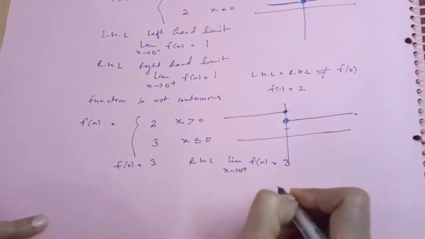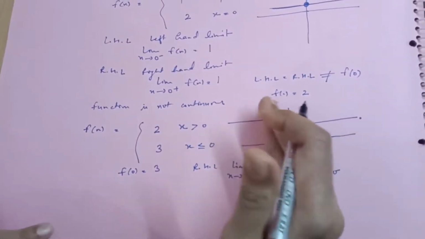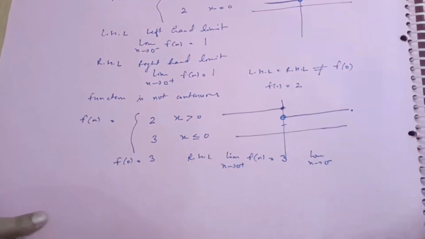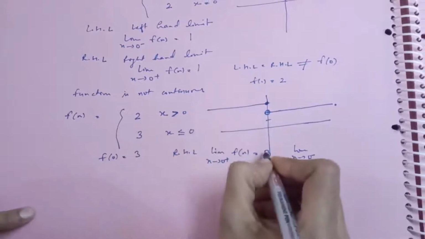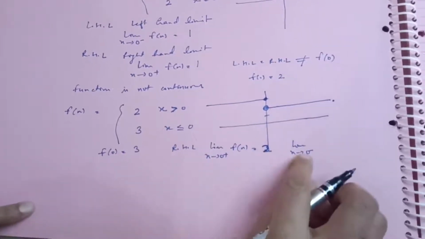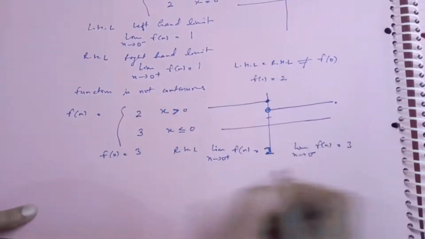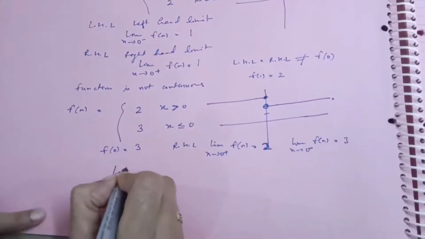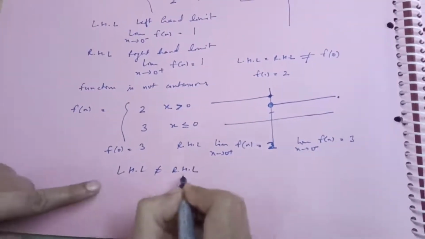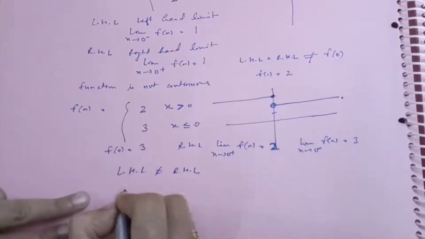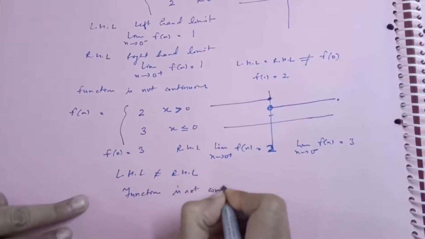Okay, but what is your limit as x tends to 0 minus, the left hand side? That is what yours right hand limit, actually for x greater than 0, it is 2. Sorry, this is 2, the right hand limit. But the left hand limit, at 0 minus, the left hand value is 3. So I get that your left hand limit is not equal to right hand limit. Okay, left hand limit is not equal to right hand limit, that's why the function is also not continuous. Function is not continuous. Got that?